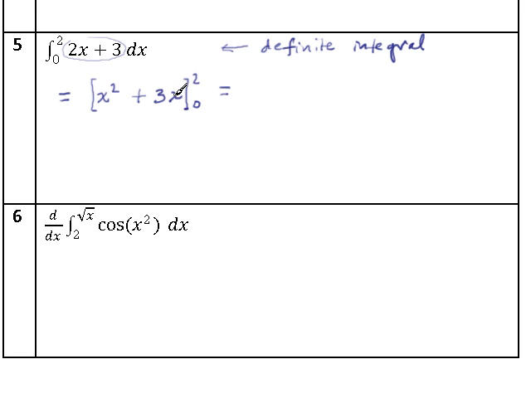So first substitute in 2, and we have 4 plus 3 times 2, that's 6. And then substitute in 0, and both terms will be 0. So this evaluates to 10.